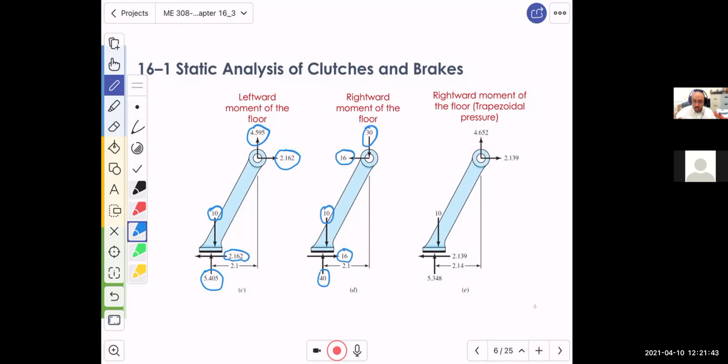Now, you see, this problem is solved for the same actuating force. Yet, just because of the movement, rightward or leftward, you ended up with different reactions, different frictional forces, and different normal forces. You see that?